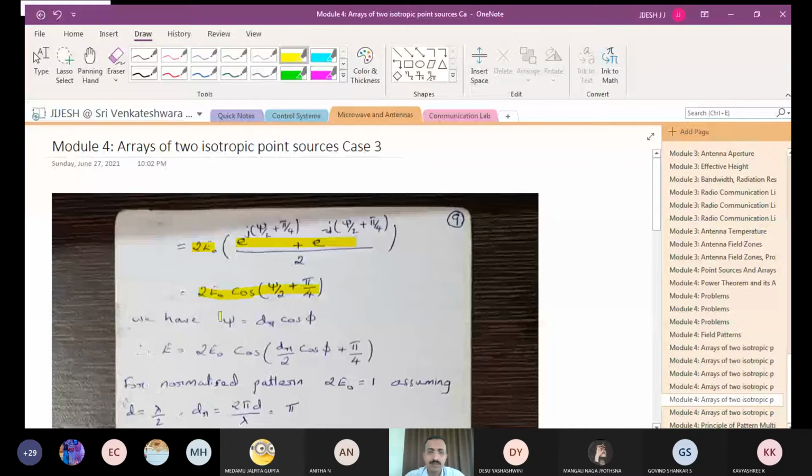So what is psi? The equation for psi we have already discussed in the previous case 1 and case 2 as well. So psi is written as dr cos phi. So dr cos phi can be written as psi, and when you substitute this psi in the above equation, that is 2 e naught cos of psi by 2 plus pi by 4, you can simplify this equation as E is equal to 2 e naught cos. We have substituted for psi dr cos phi, so dr by 2 cos phi plus pi by 4. So that is what you are going to get.